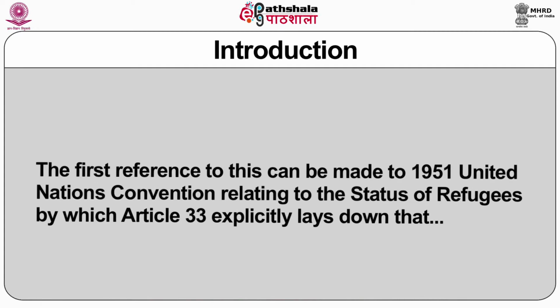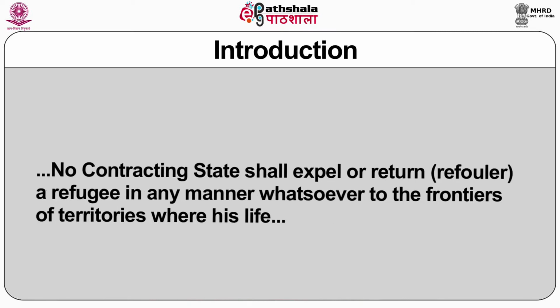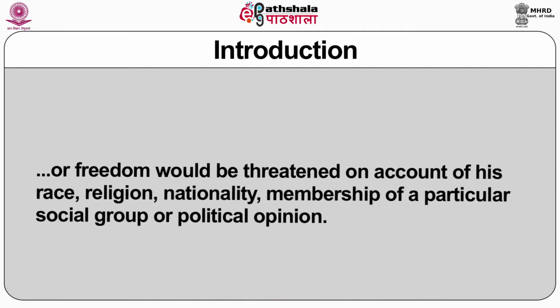The first reference to this can be made to the 1951 United Nations Convention relating to the status of refugees, by which Article 33 explicitly lays down that no contracting state shall expel or return, which is refoul, a refugee in any manner whatsoever to the frontiers of territories where his life or freedom would be threatened on account of his race, religion, nationality, or membership of a particular social group or political opinion.